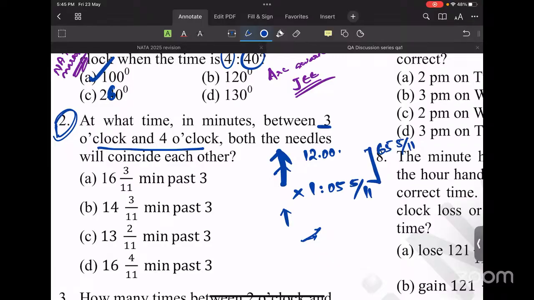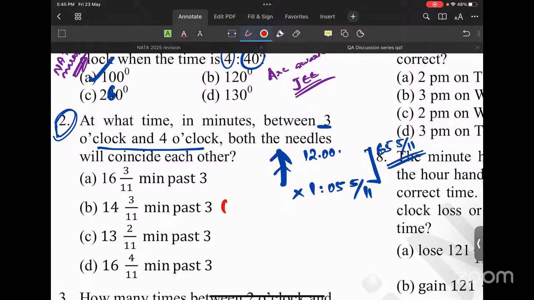All these things I had discussed in my session on the clock. So the interval is not 65 minutes; 65 and 5 by 11 minutes will be taken for coinciding. Now we can come to this question. Now, coming to coinciding.